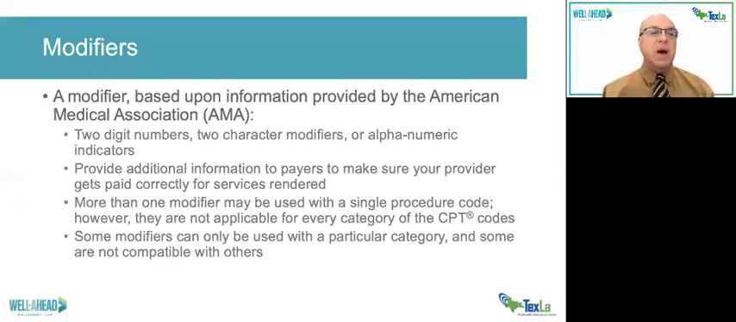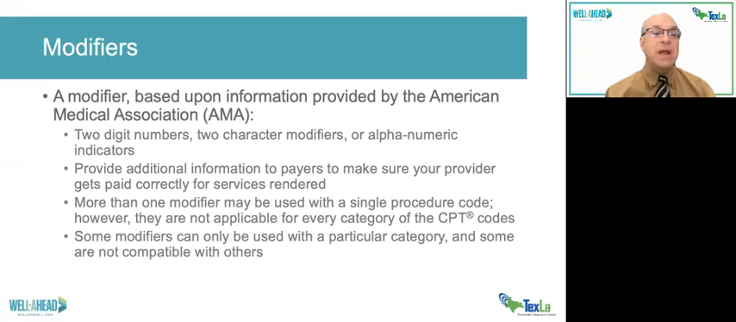And so there are some modifiers to be able to think about here. A modifier is based on information provided by the AMA. Basically, these are two-digit numbers or two-character modifiers or alphanumeric indicators. They provide additional information to payers to make sure that your provider gets paid correctly for all of the services that are rendered. And more than one modifier may be used with a single procedure code.